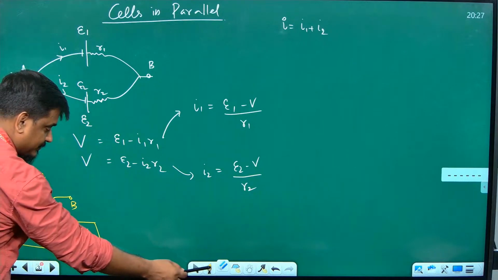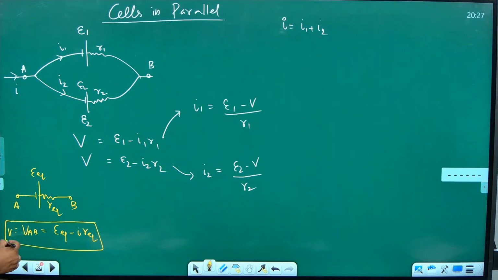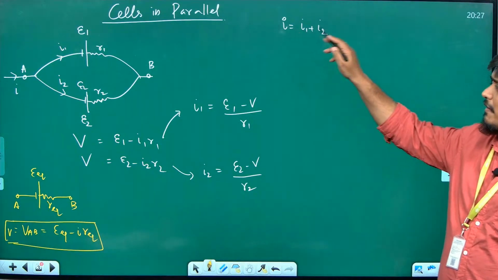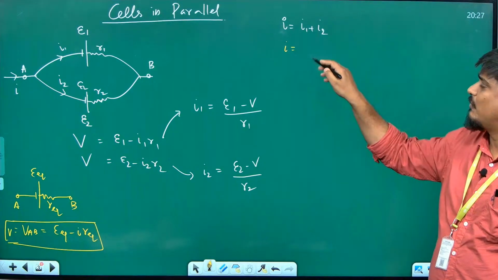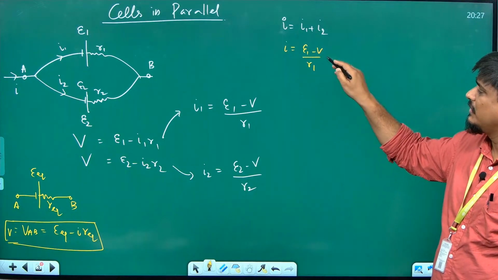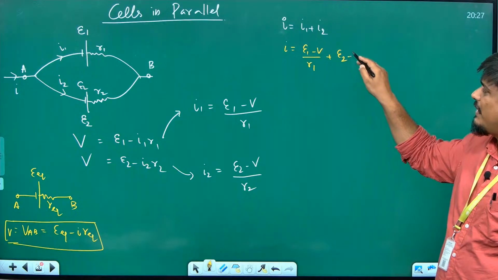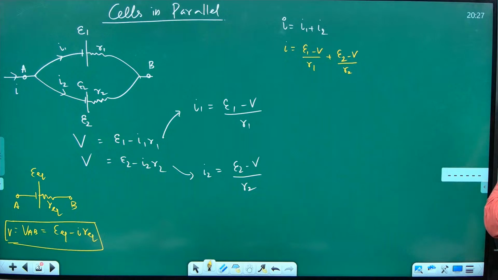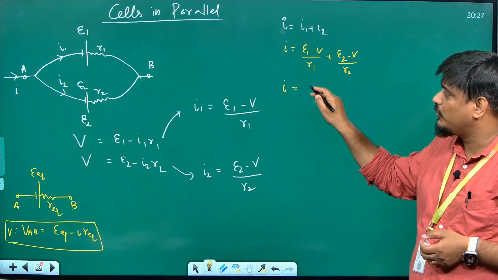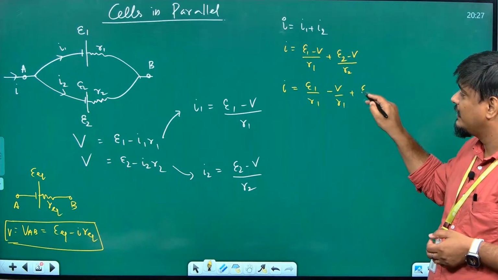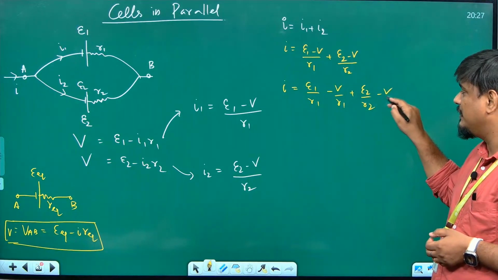This is the basic thing which we know from our understanding of this V, isn't it? Any problem in this? So, coming back, we have got I is equal to I1 plus I2. So, I will write I as, what is I1? E1 minus V by R1 plus E2 minus V by R2. Now, I will solve very simple, step by step. I will assume that you are very weak in math and I will solve like that. So, I will become equal to E1 by R1 minus V by R1 plus E2 by R2 minus V by R2. Am I right?